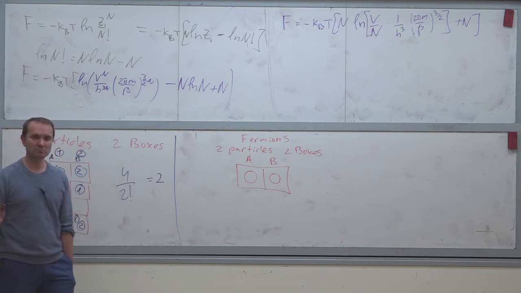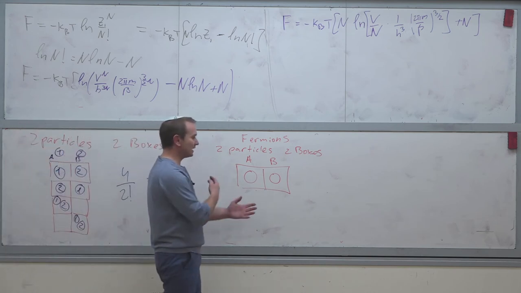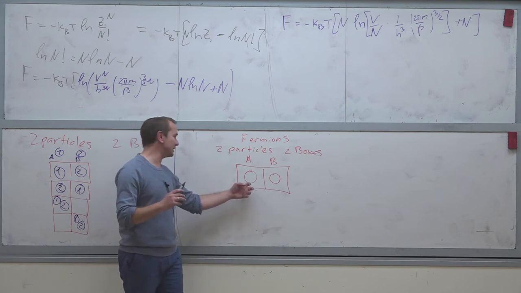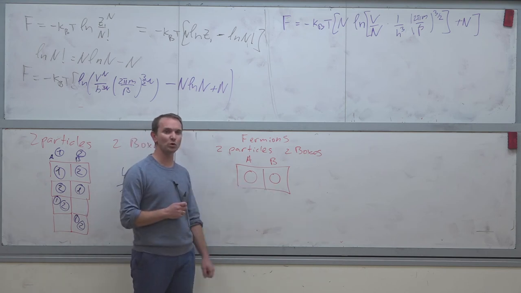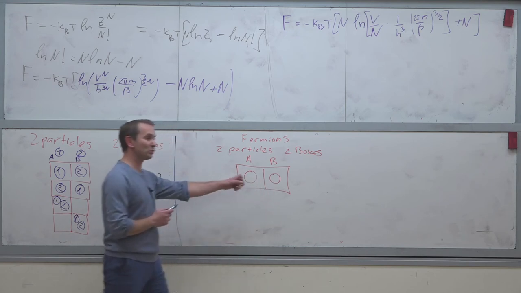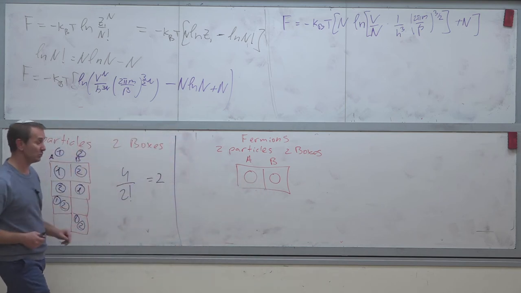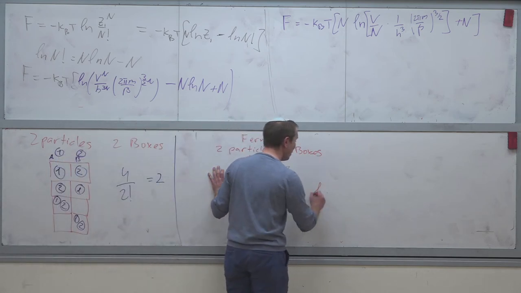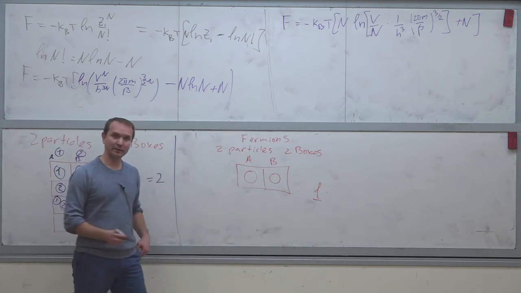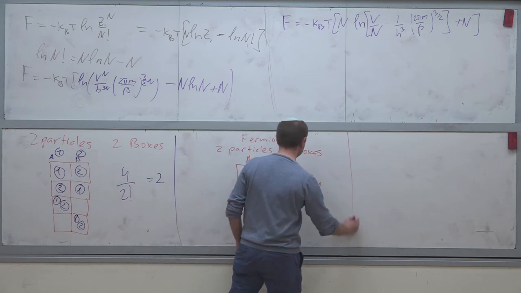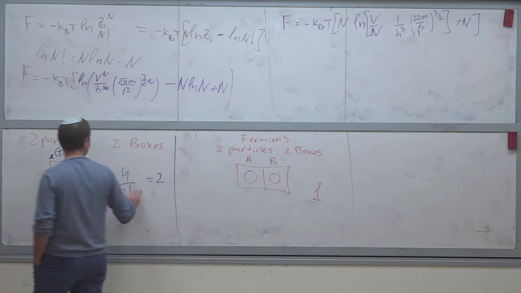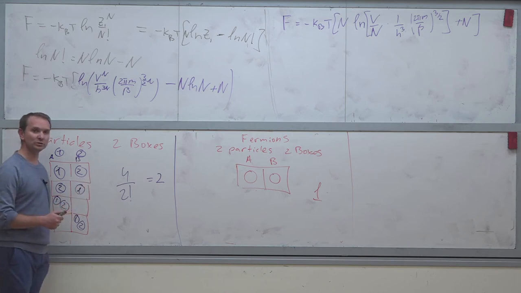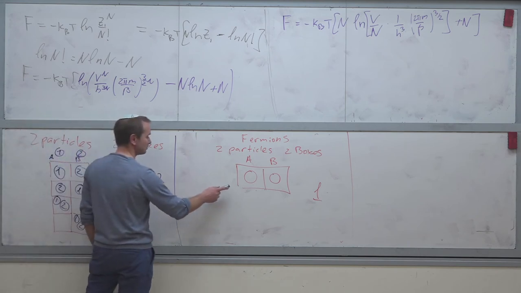I cannot swap them. I cannot do anything. Whenever one state is occupied, the other state is occupied as well. So the total number of states over here is 1. So you see, the Gibbs calculation for two particles is already wrong from the quantum mechanical perspective of fermions.